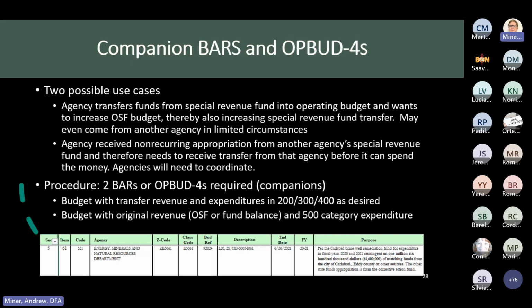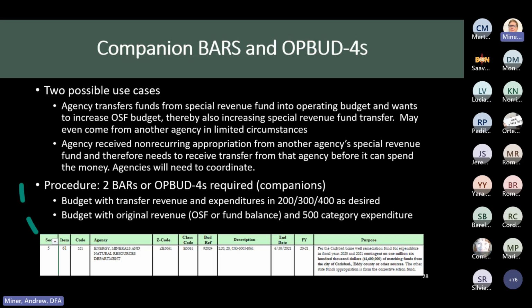The other example is when an agency receives a non-recurring appropriation from another agency's special revenue fund, and so they need to transfer from that fund before they can spend the money, because the agency can't budget from another agency's fund. You see an example of this at the bottom of this slide. So you see this is an appropriation to MNERD, and it was for the Carlsbad brine well, if you remember that. Literal money pit.